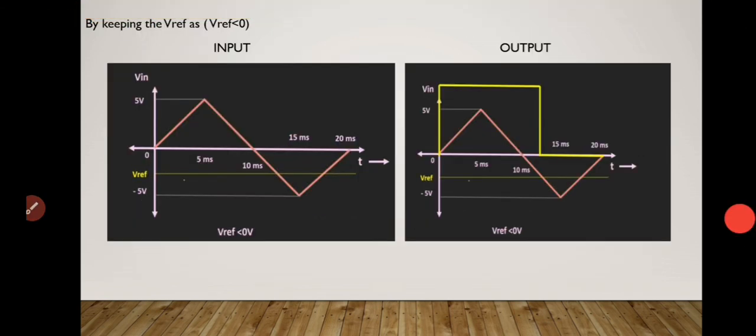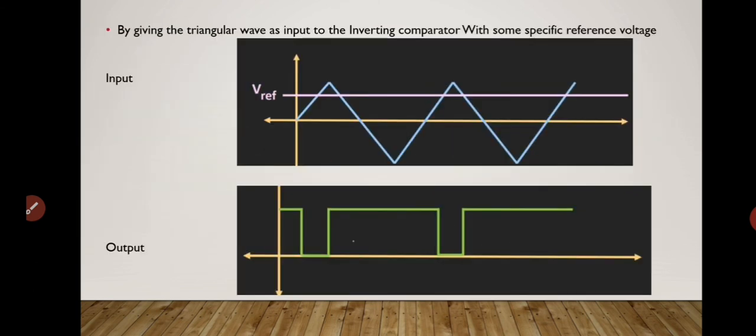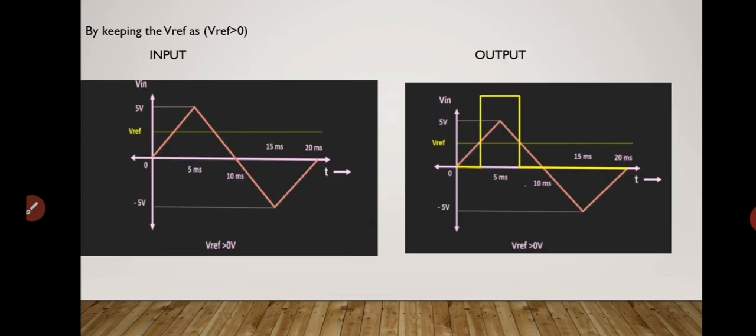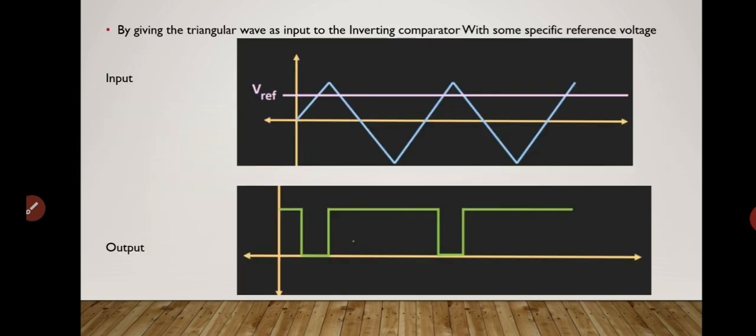By keeping Vref less than 0, we also get a square wave with more than 50% duty cycle. And then by keeping Vref further below 0, you can get the output as a square wave with 75% duty cycle. By giving the triangle wave as input to the inverting comparator with some specific reference voltage, when Vin is less than Vref, we get the output as high, so we get a square wave output.